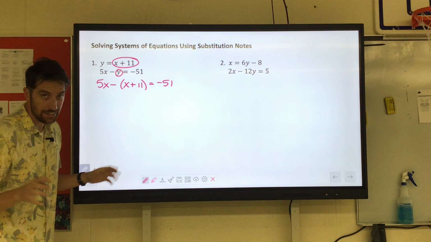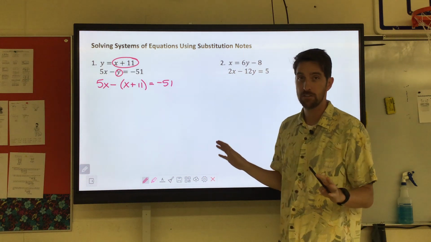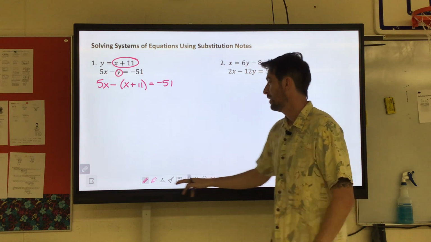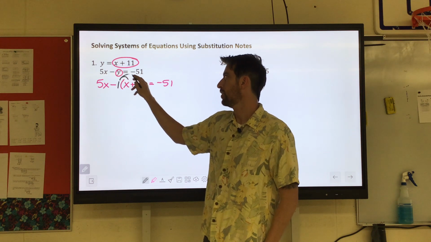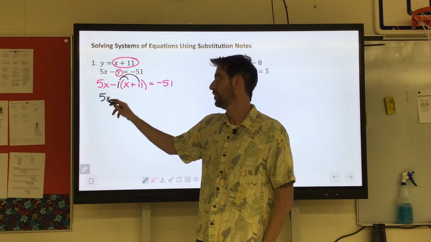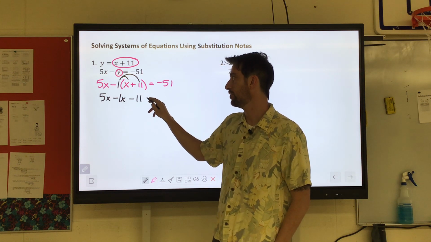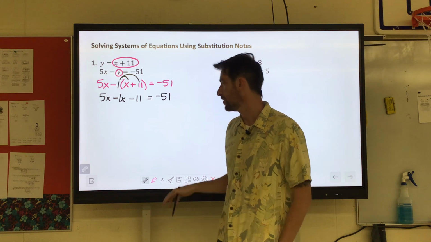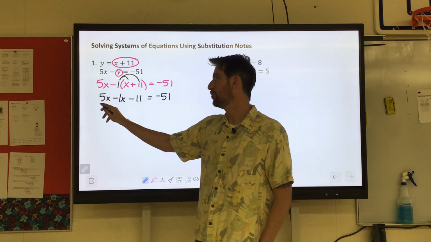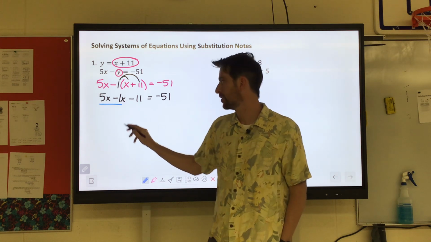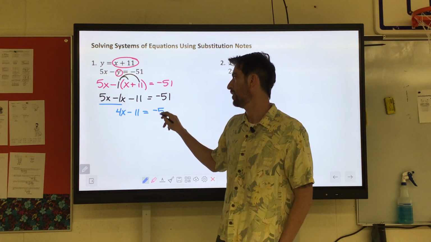And the whole reason I did that was because now if you look at our equation that's left, it's all x's. And we could solve equations that are all x's or all y's. So we go through our multi-step equation. It's like I'm distributing a negative 1 here. So 5x, negative 1 times x is negative 1x. Negative 1 times 11 is negative 11. After we distribute, we see if we can combine any like terms. I could do 5x minus 1x. It's 4x. 4x minus 11 equals negative 51.